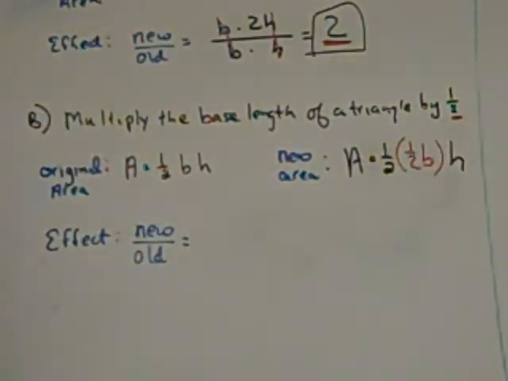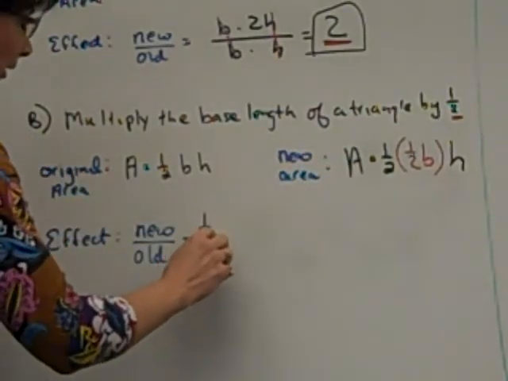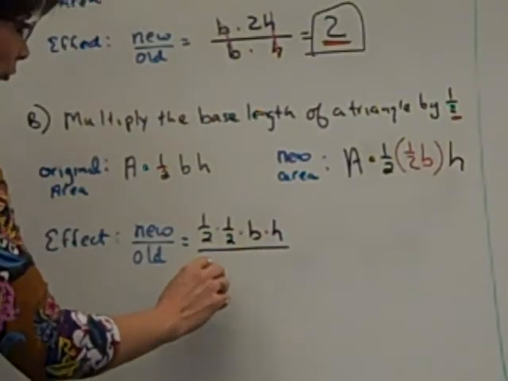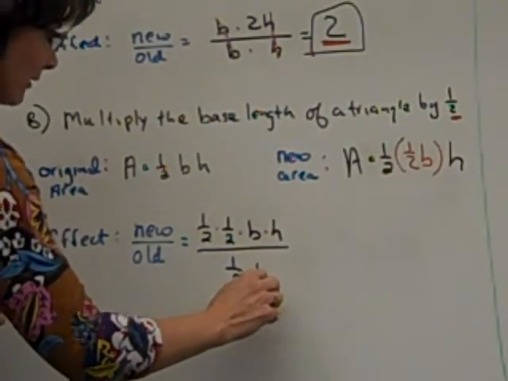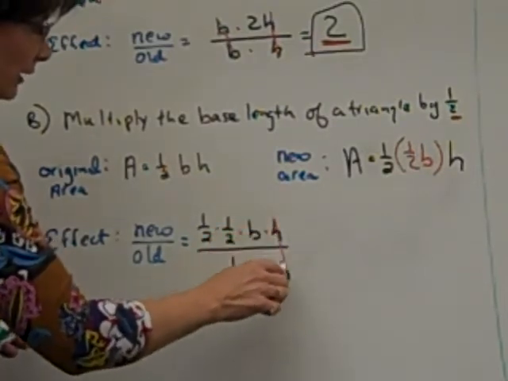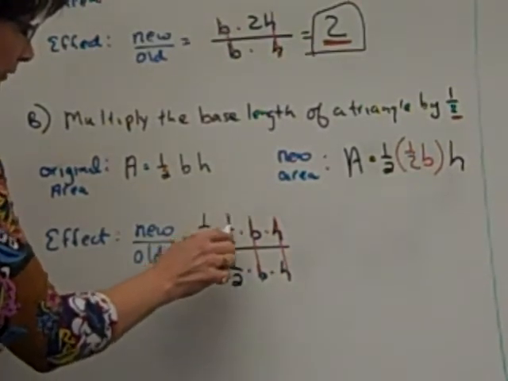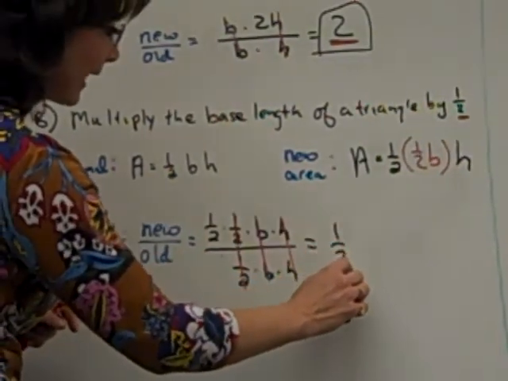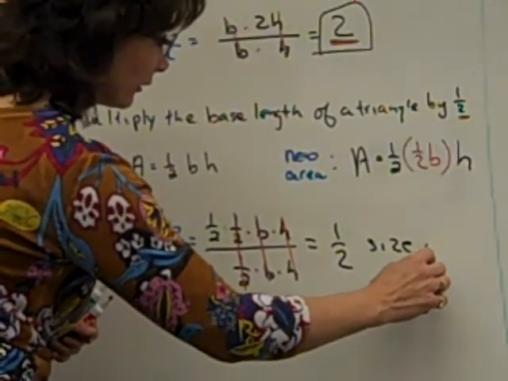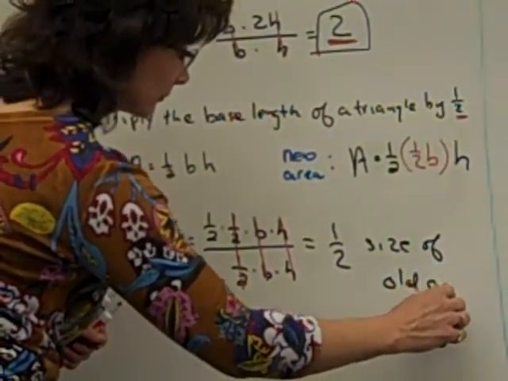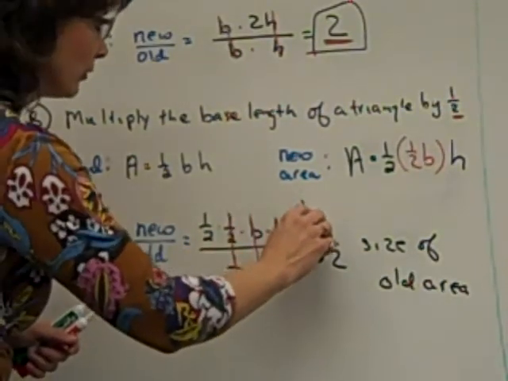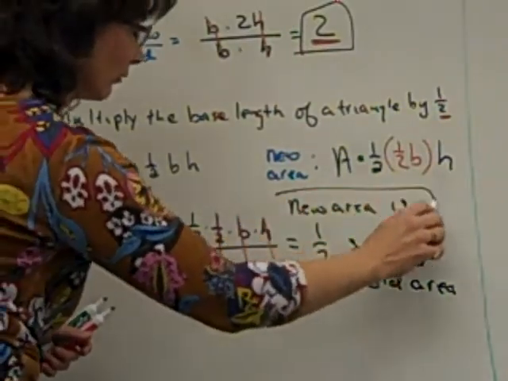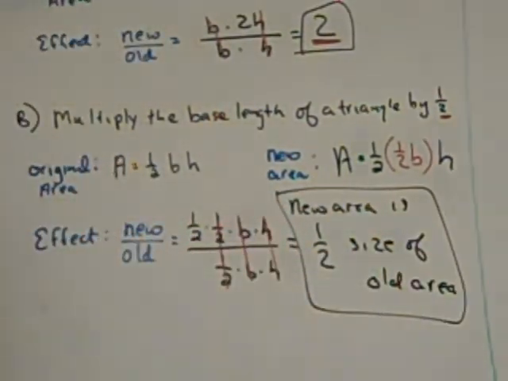Now, how does that affect the area? Let's put our new formula, 1/2 times 1/2 times base times height, over the old formula, 1/2 base times height. And you can see heights will cancel out, bases will cancel out, 1/2s will cancel out, and I'm left with an area that is 1/2 the size of the old area. So the new area is 1/2 the size of the old area from this formula.